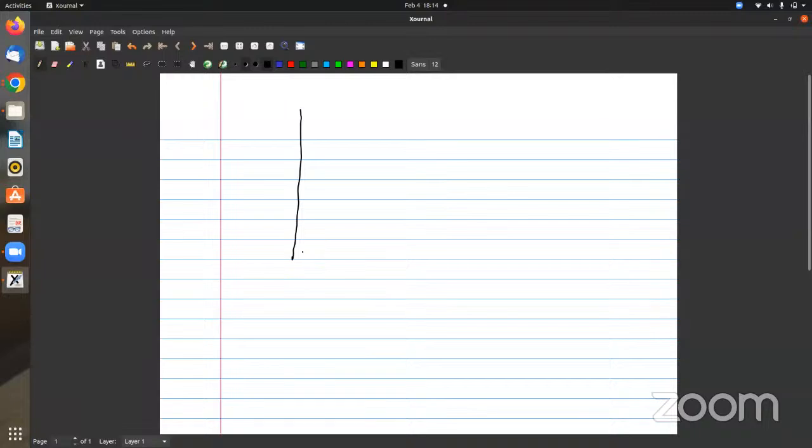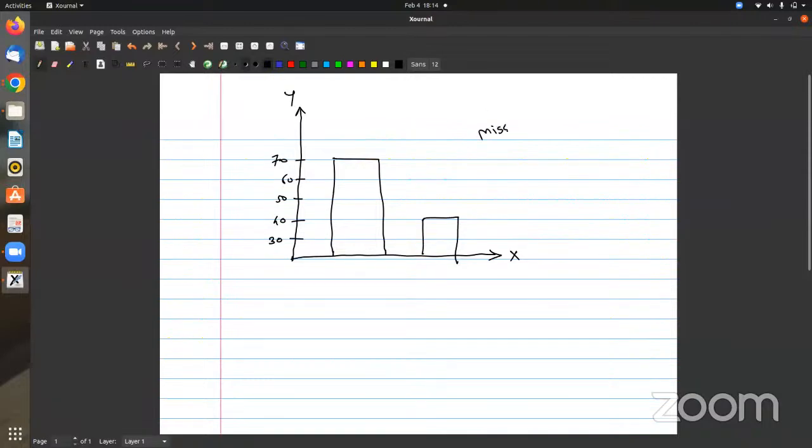Okay, fine. So let's say this is my x-axis, this is my y-axis. When I do not have 0 on my axis, and let's say it started with this, right? This kind of chart is called a missing baseline, or a truncated graph. Okay.